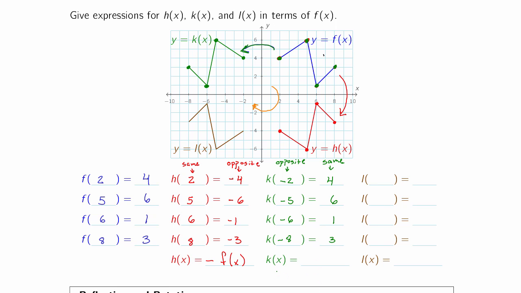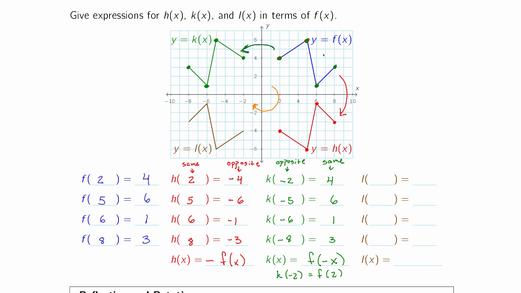So to take k of negative 2, we took f of 2, for example. Now, we're doing something horizontal, so we expect we need to undo whatever we wanted to do to the x-coordinate. But to undo taking the opposite, we just take the opposite again. So this one is actually just as easy as the vertical one, because taking the opposite again undoes taking the opposite.